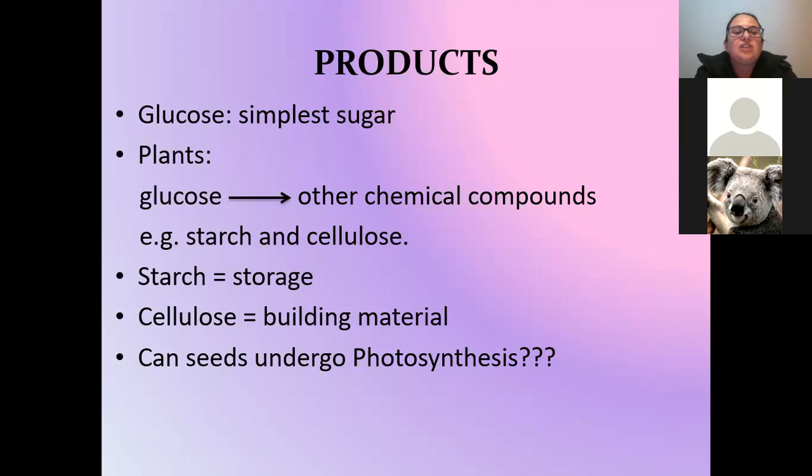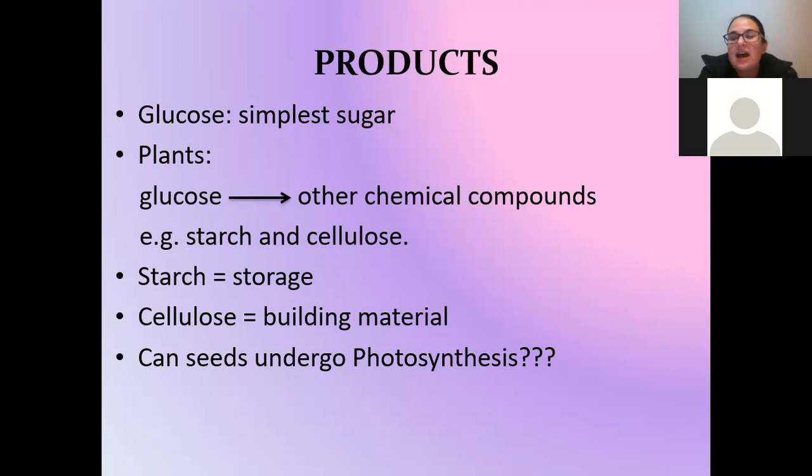Okay, so glucose is the simplest sugar. Plants are able to produce their own glucose through the process of photosynthesis. That glucose can then be converted to other chemical compounds, such as your starch and your cellulose. Have you guys heard of those terms before? Yeah. Okay, so these are compounds that are actually made up from glucose.